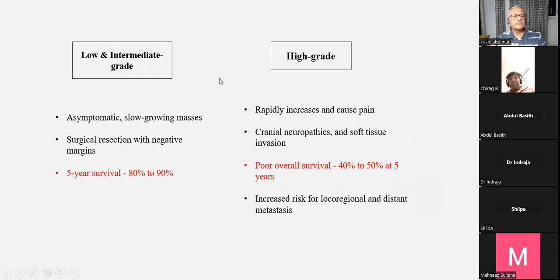Low-grade tumors are asymptomatic, slow-growing masses, and surgical resection with negative margin is the treatment of choice. The 5-year survival rate is about 80 to 90%. High-grade tumors increase rapidly and cause pain because of nerve involvement. There is increased risk of loco-regional and distant metastasis, and poor survival of about 40 to 50% at 5 years.